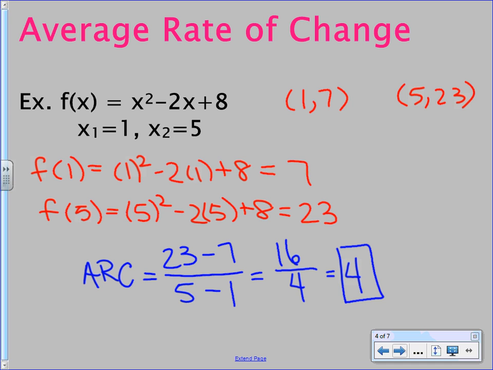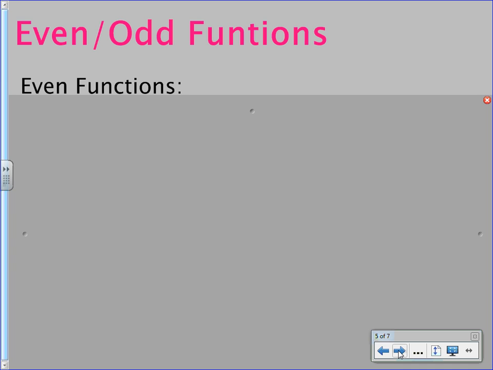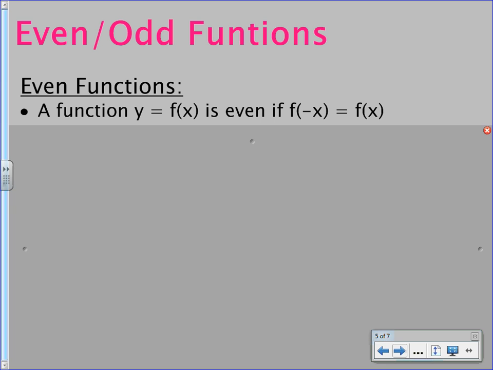All right. Last new thing. Even versus odd functions. Have you heard these terms before? Okay. Even and odd functions. These are functions that are special because they have certain physical and graphical and algebraic properties. Okay? An even function is special algebraically because of this. Really, I would just write this down right here. F of negative x is the same thing as f of x.